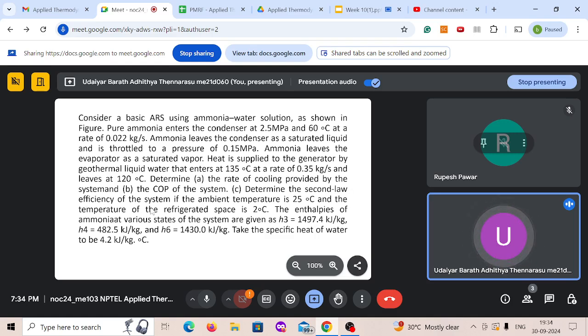Determine the second law efficiency of the system if the ambient temperature is 25 degrees Celsius and the temperature of the refrigerator space is 2 degrees Celsius. The enthalpies of ammonia at various states of the system are given as H3 is 1497.4 kilojoule per kg, H4 and H6 are also given as 482.5 and 1430. Take the specific heat of water as 4.2 kilojoule per kg degree Celsius.